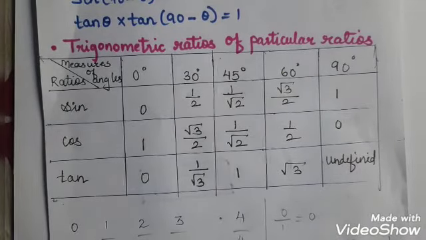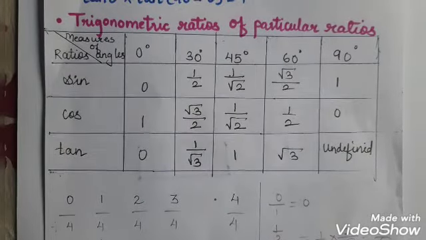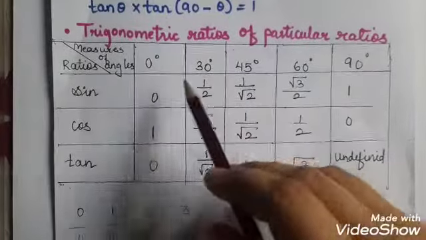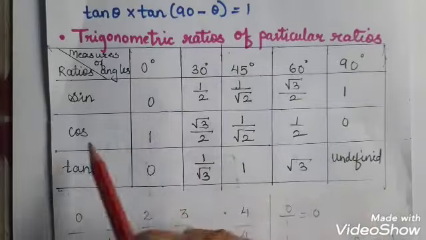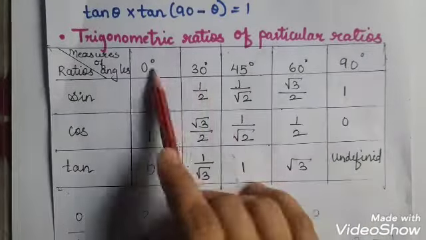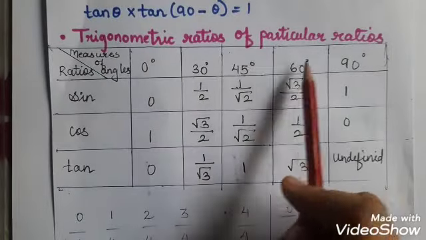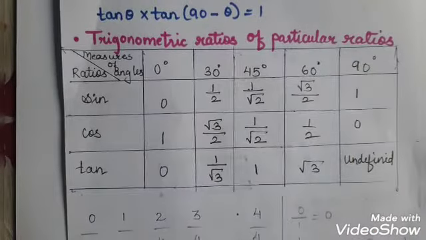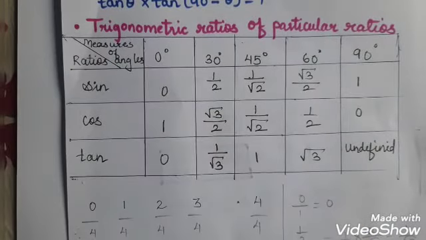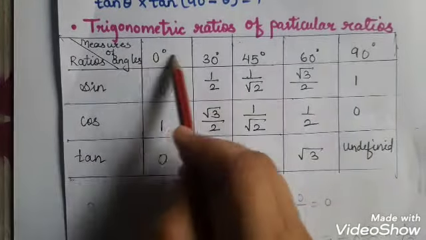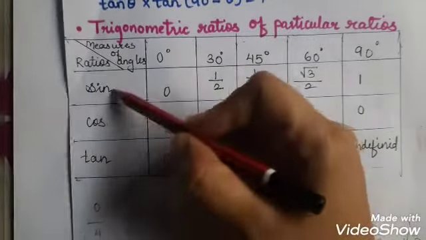Okay, now you don't have to learn this, I will show you a small trick which will help you to remember the ratios. Okay, now you can see I have drawn a table over here. Here you can see the angles are there, 0 degree, 30 degree, 45 degree, 60 degree and 90 degree. And here they have mentioned sine, cos and tan. Okay, so first we will write 0, 30, 45, 60 and 90 degree, and we will write this sine, cos and tan.